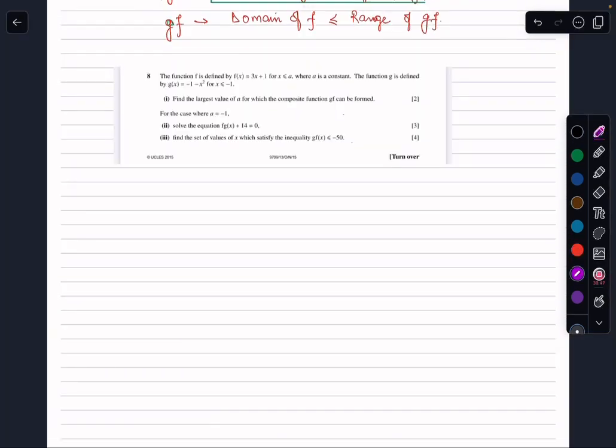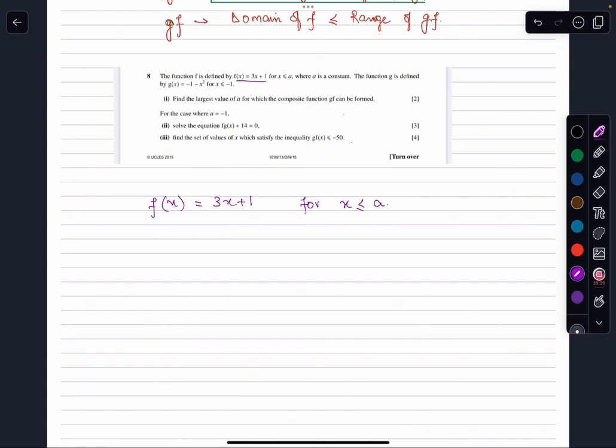To explain the concept further about the validity of the composite function, or the conditions which must be met to have a composite function, let's do the question which is from October-November 2015, variant 3, paper 1, question number 8. The question says the function is defined by f of x, which is equal to 3x plus 1. So let's write the function f(x) equals 3x plus 1, and they have given us the domain for the function, which is x less than or equal to a, where a is a constant.